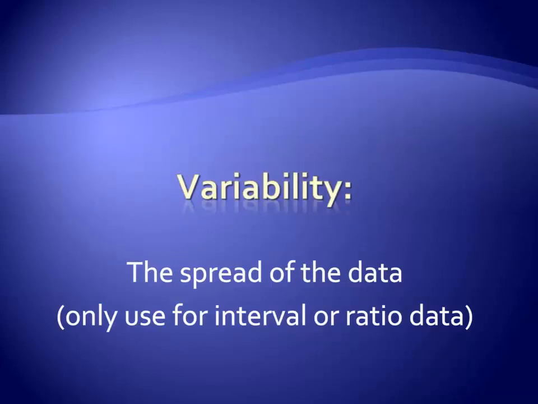The third way to describe data that we'll discuss is its variability, which refers to how spread out the scores are. Note that variability can only be discussed in relation to continuous data, which can only occur with data at the interval and ratio scales of measurement.